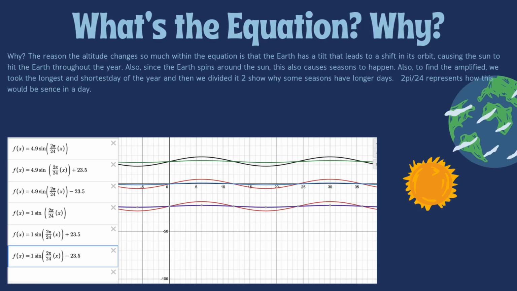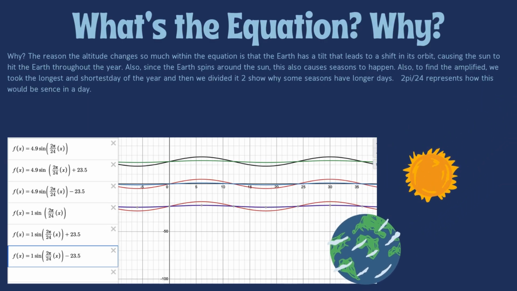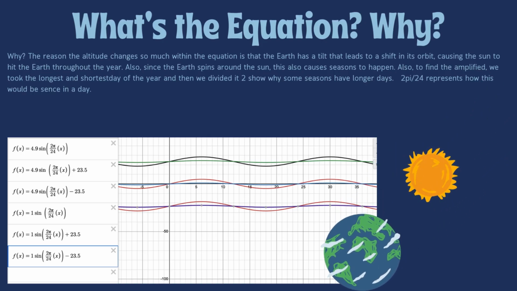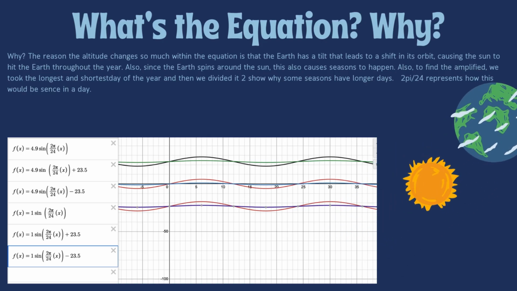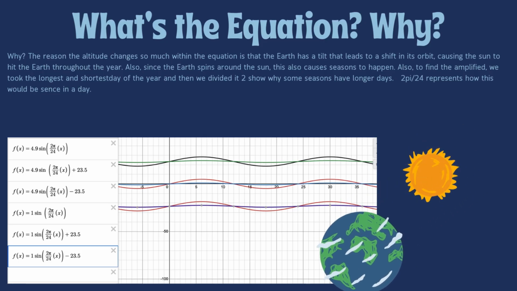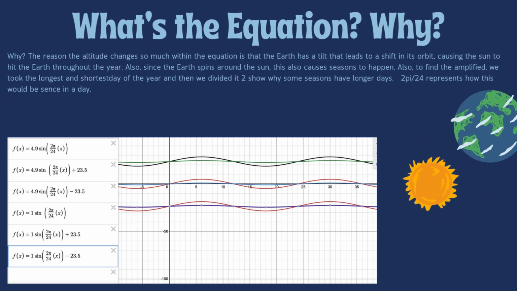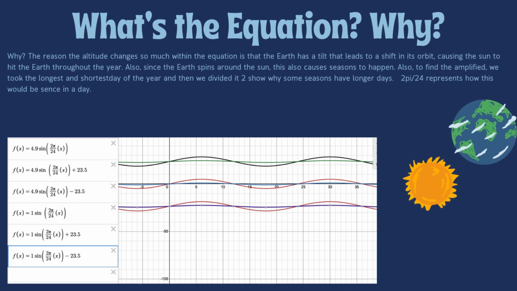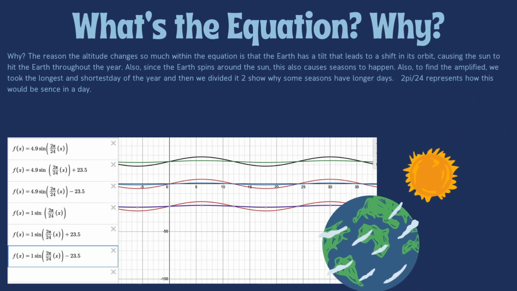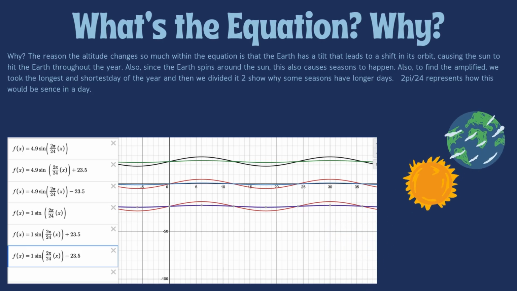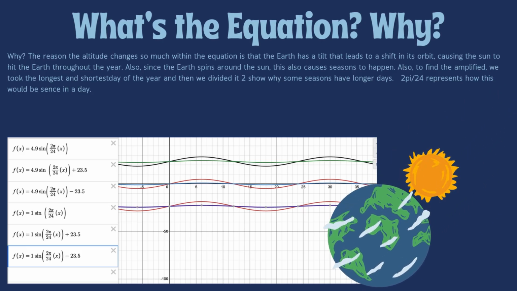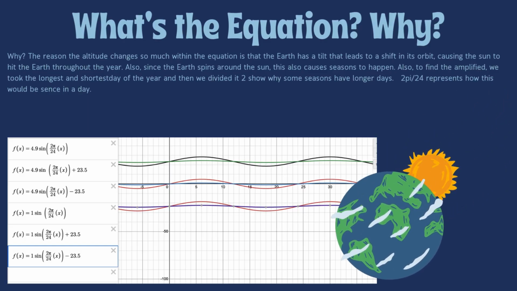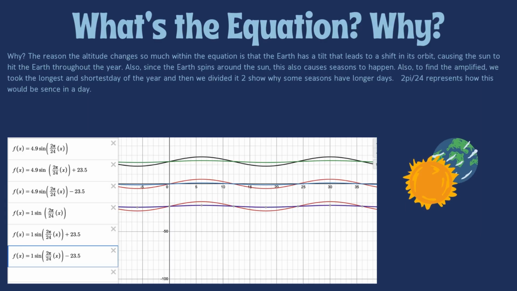4.9 sine 2 pi over 24 shows how these longer days have more daylight than the shorter days. And then the shorter day sine would be 1 sine 2 pi over 24, and these are more condensed because there's less daylight. The amplitude changes because of the tilt of the axis of the Earth, and how the Earth also orbits the sun, leading to different seasons and different longer and shorter days throughout the year.